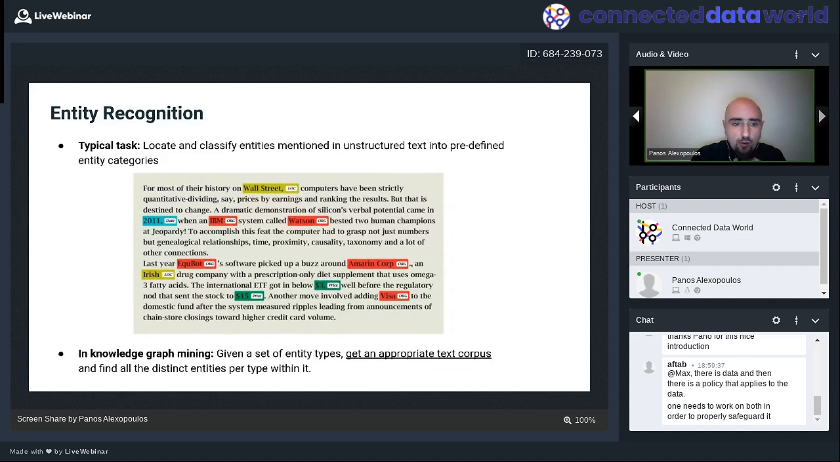Now, from a knowledge graph mining perspective, the task is a bit different. Given a set of entity types, first get an appropriate text corpus and then find all the distinct entities per type within it. But of course, the second formulation is not much different than the first one, in the sense that if we manage to find most of the entities mentioned in a piece of text, then we can simply take the distinct set of them and use it to populate our entity type.